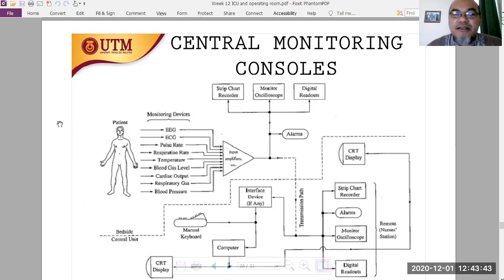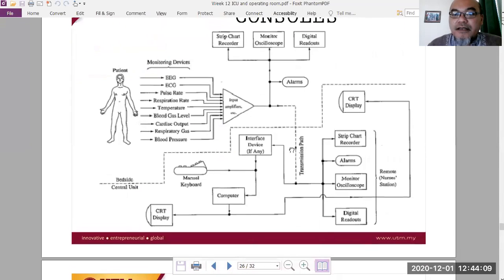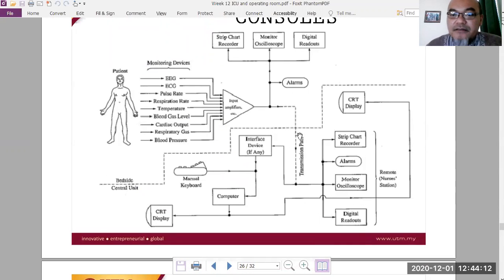Multiple parameters are being monitored: EEG, ECG, pulse rate, respiration rate, temperature, blood gas level, cardiac output, respiratory gas, and blood pressure, all amplified. There is an alarm here to warn the nurses if a critical condition is detected. Otherwise, it goes to the recorder, monitor oscilloscope, or digital readout. Then it can be sent via this transmission path to the remote nurses.